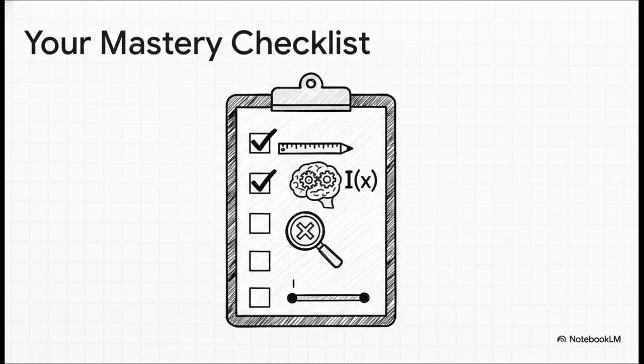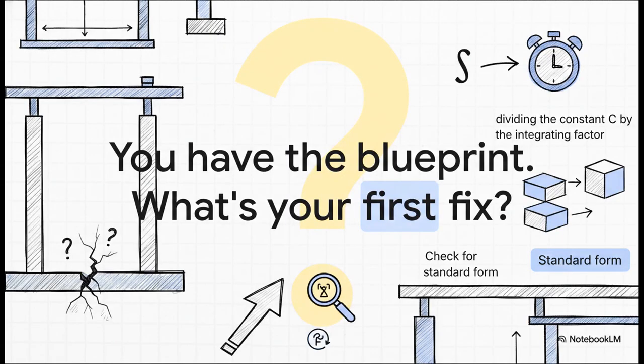Third, do a quick little sanity check for yourself. After you multiply by I of x, just glance at the left side and make sure it looks like a product derivative. And finally, if you're dealing with an initial value problem, don't forget to state the largest interval where your solution is valid. So I'm going to leave you with this final question.